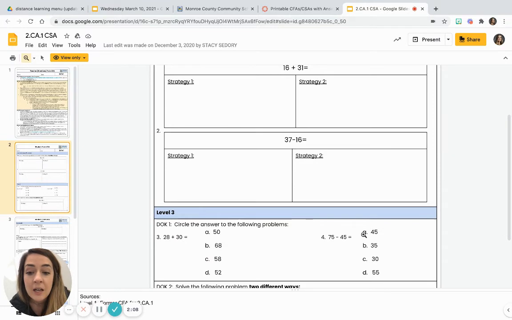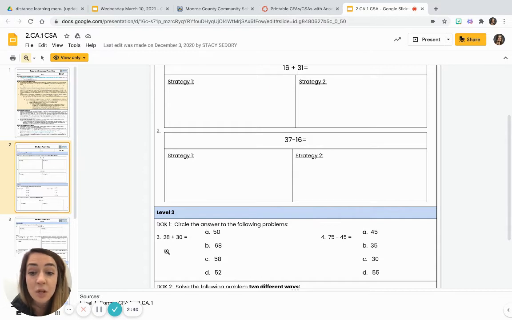All right. Next one. It's a multiple choice question. So you're still going to need to solve it by picking one of the strategies, but you will end up circling one of the answers. So the first one is 28 plus 30. So maybe pick one of those 4 strategies and then circle the right answer. Is 28 plus 30 50, 68, 58, or 52?